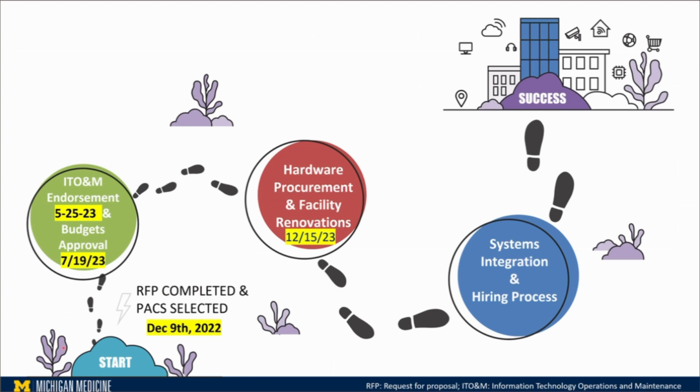So, as I said, for example, the contract is completed and the PACS vendor is selected at this time. And then we start the entire process, from IT approval, budget approval, hardware procurement, and system integration, until we went digital live last year in July.